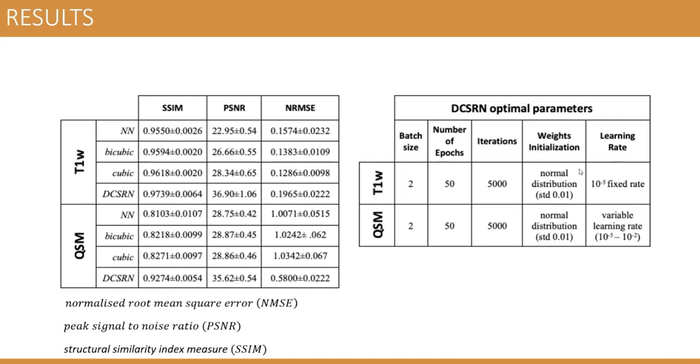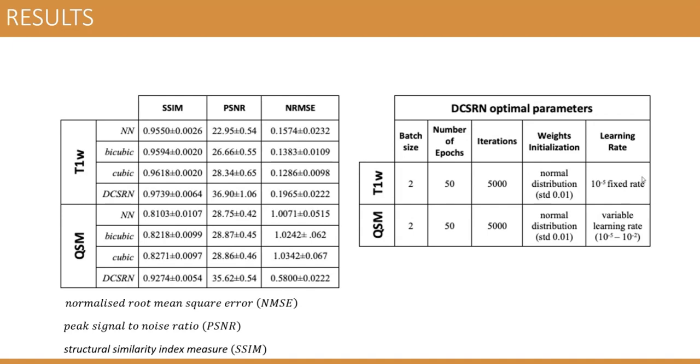And also on the Chen paper, they didn't share the hyperparameters. So we needed to do some work also on optimizing the hyperparameters. And as you can see, the best parameters were very similar apart from the learning rate.